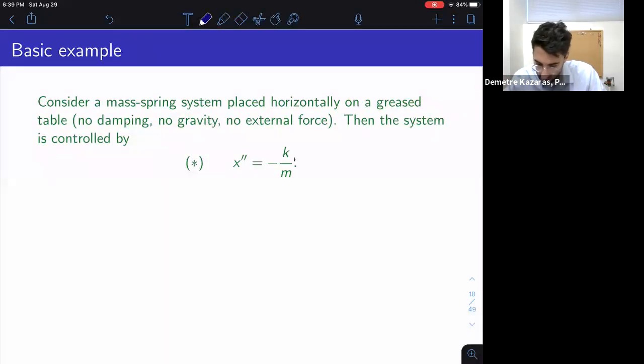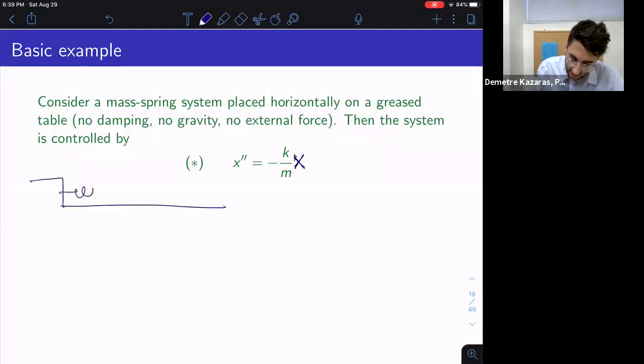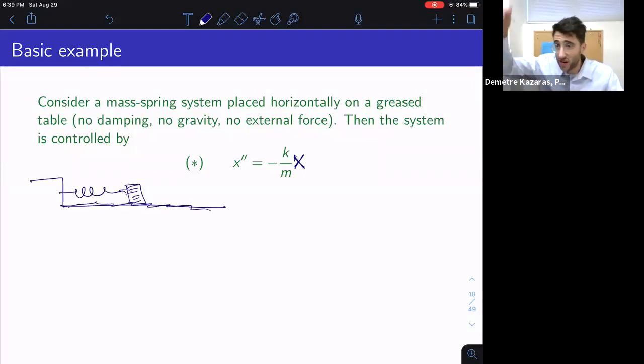This should be x. Let's consider a basic example where there's no damping. Physically, let's imagine you've got a mass and it's on some greased table here, so there's no friction and there's no gravity because it's horizontal. And then as you let go of the spring, you stretch it, you let go, then the motion will be going left and right, oscillating left and right.